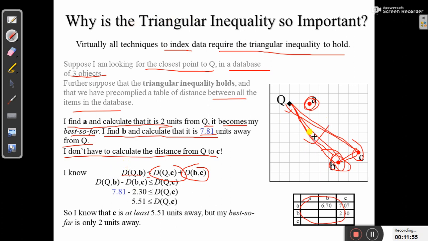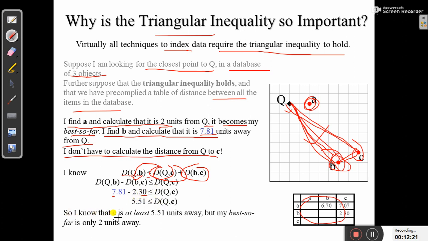This is the triangle, and from the triangle inequality we know that the distance of QB should always be less than or equal to the sum of the distance of QC and the distance of BC. Here you can see the 7.81 distance and the 2.30, and those values come here. So 5.51 is less than or equal to D of QC.